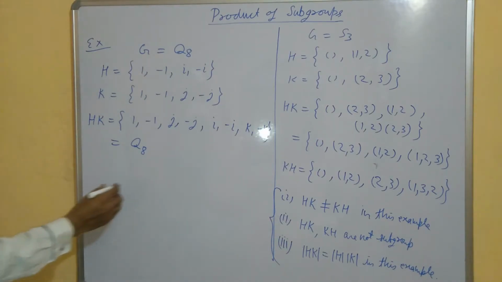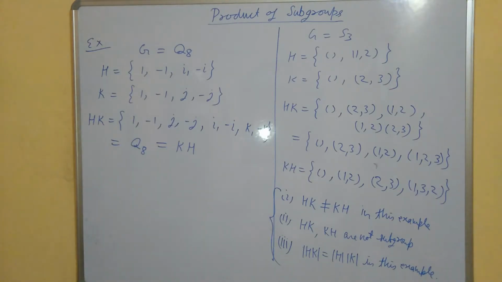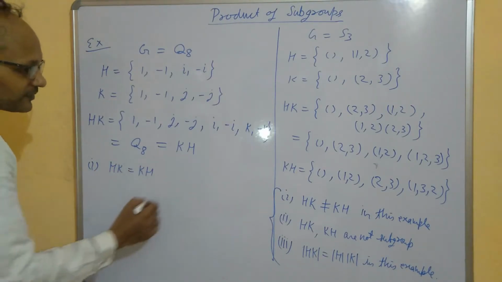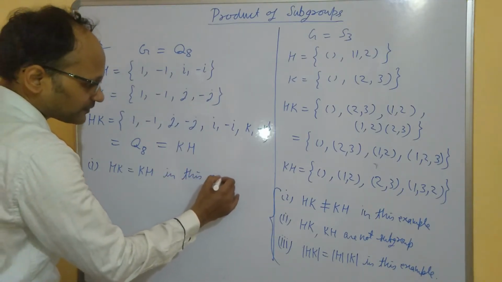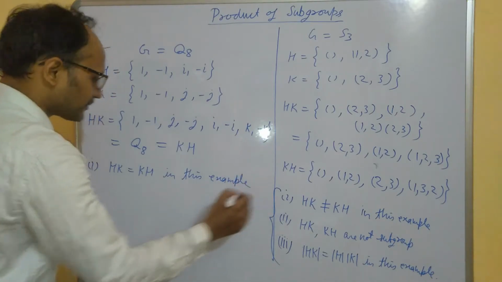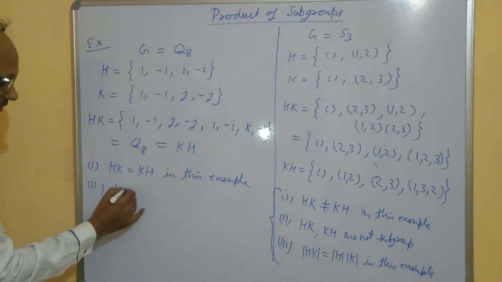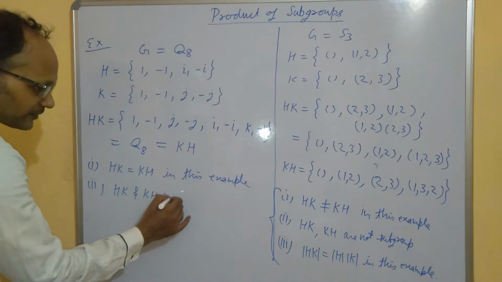And similarly, if you calculate KH, I am leaving it as an exercise, just try to calculate KH, you will again get Q8. So in this example we observe that HK is equal to KH. Second thing, HK and KH are subgroups.